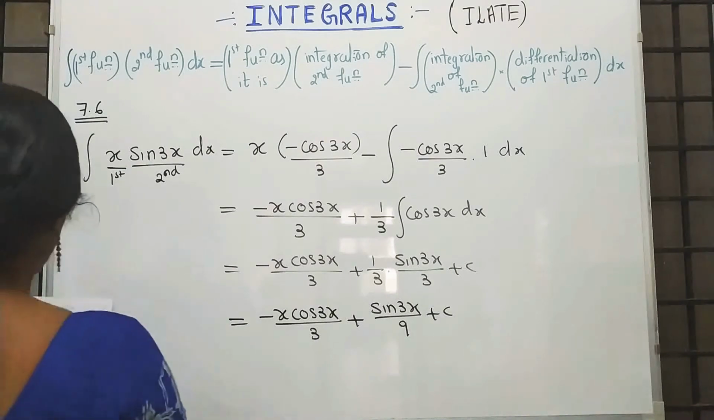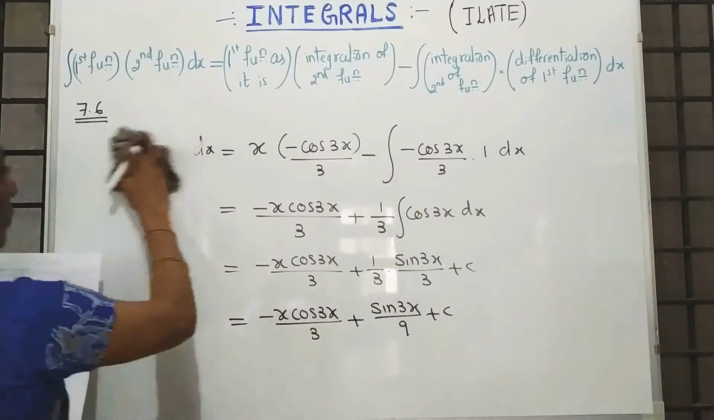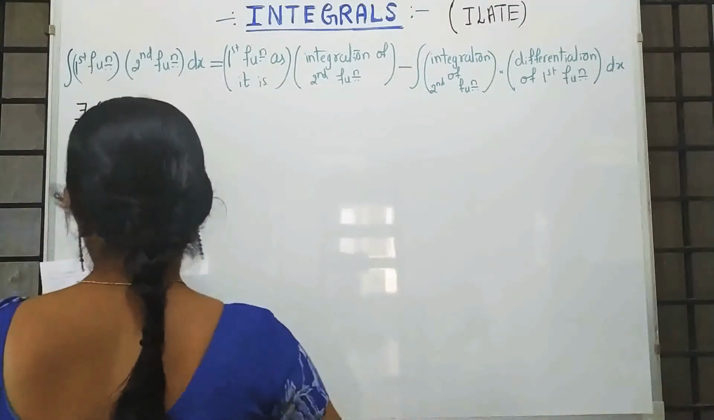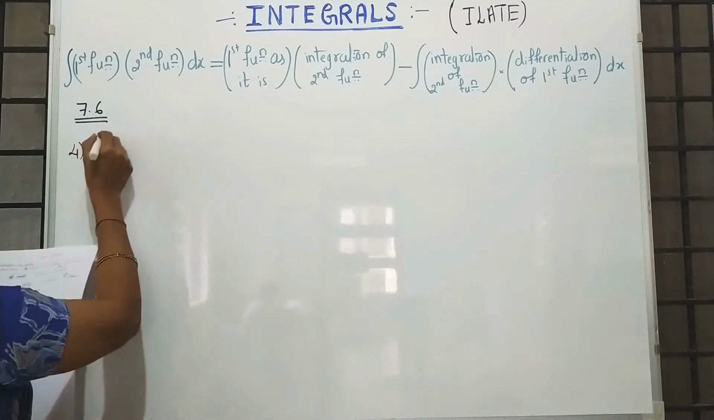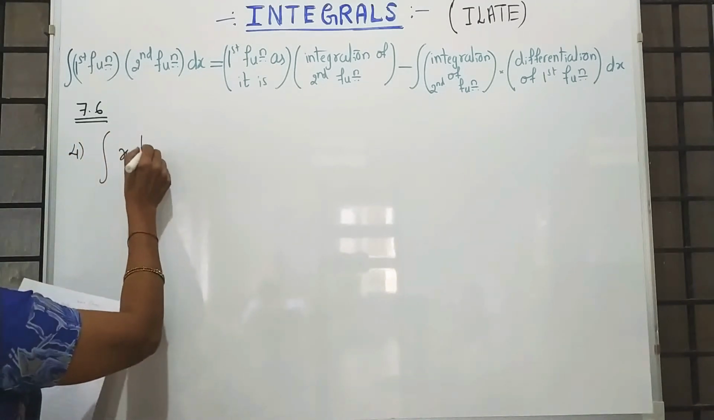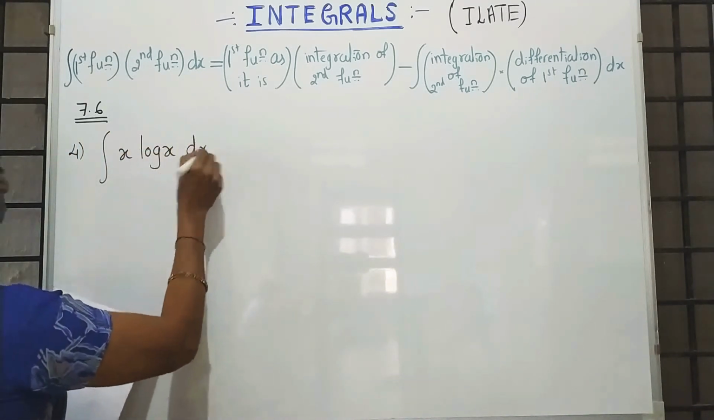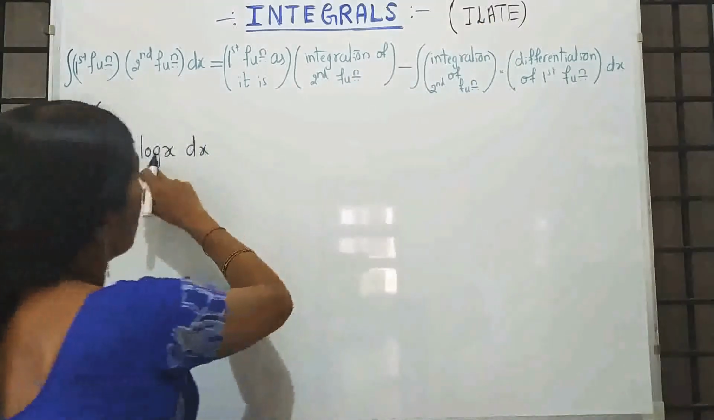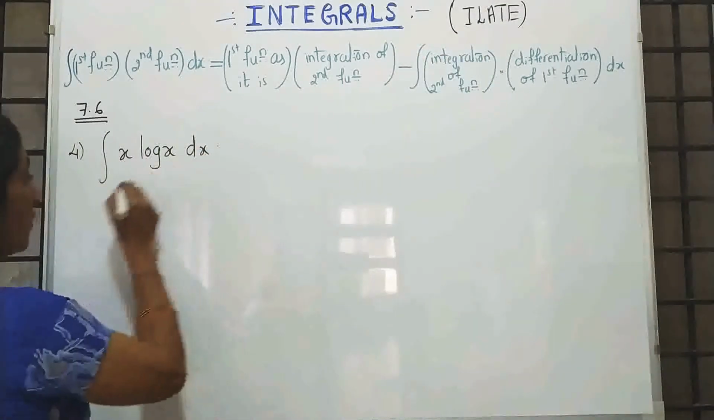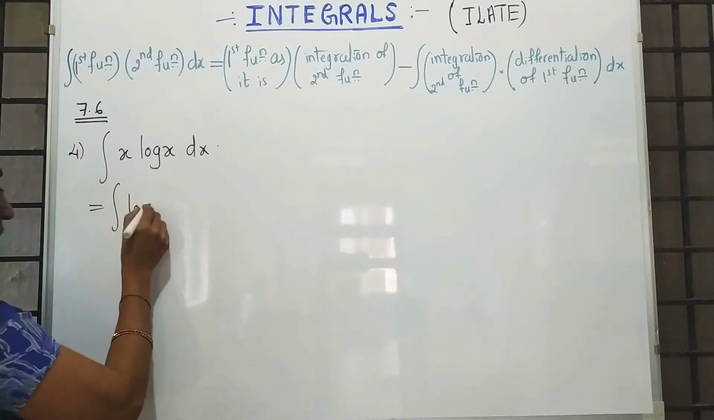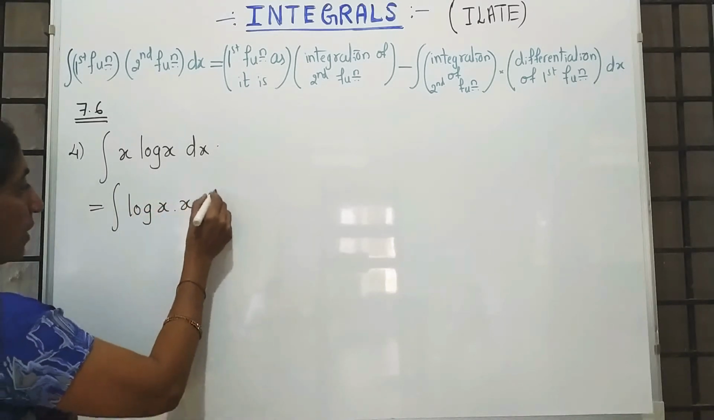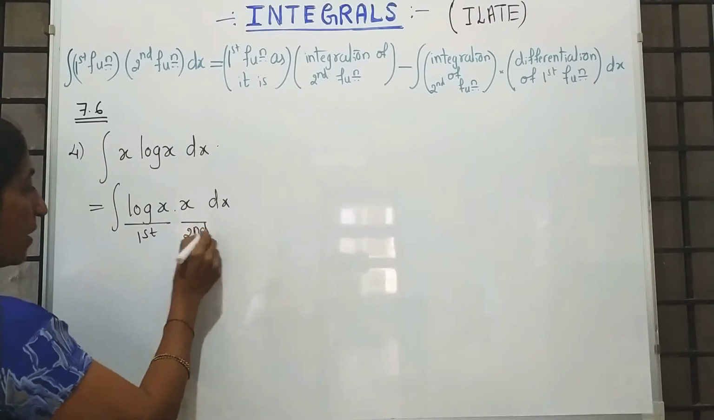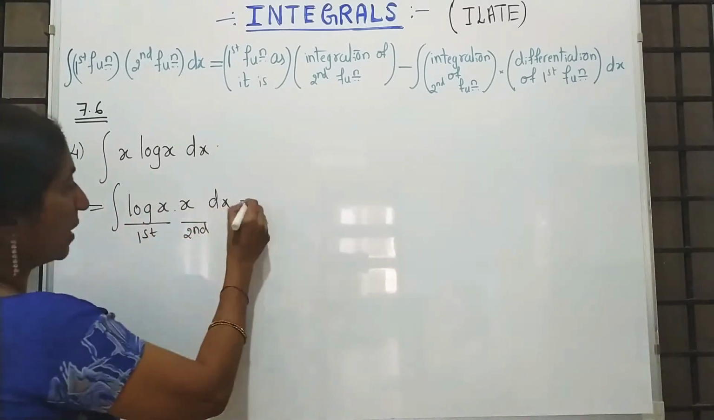Moving to the next example, third also we completed. Moving to the fourth one. Completed means I explained it in the last class. Fourth is x log x. So which is the first function? x is algebraic, log x is logarithmic. First L comes, that means log x into x into dx. First logarithmic function L, then algebraic A. So log x is the first function, x is the second function.